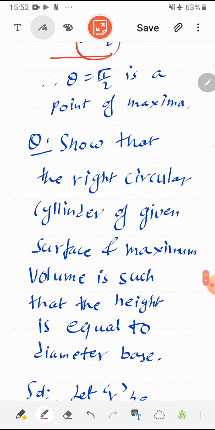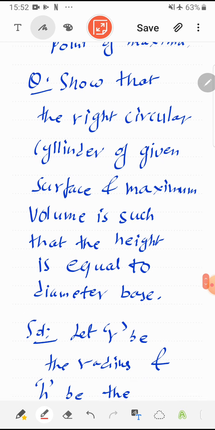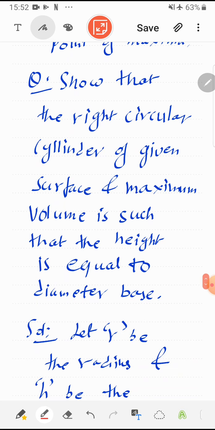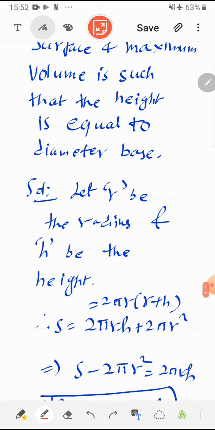Now next question: show that the right circular cylinder of given surface and maximum volume is such that height is equal to diameter of base. Now what is given? Surface. Surface means surface area, and if nothing is mentioned then we will take total surface area. What we have to maximize? Volume. And we have to prove again some additional thing. This we will see later on. So let us start with our basic method.